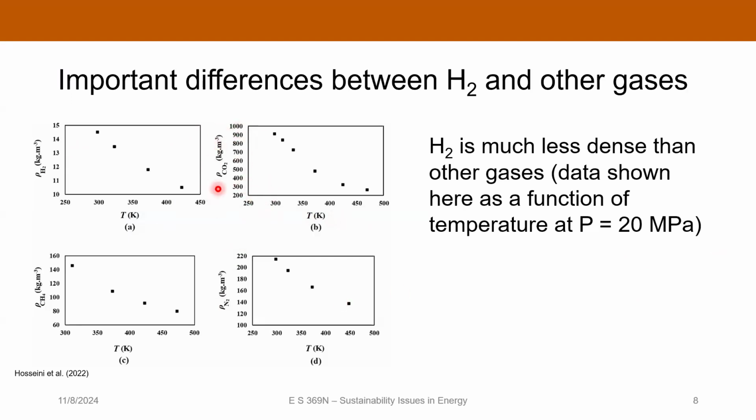So for CO2, the density is hundreds of kilograms per cubic meter. Methane is on the order of 100 kilograms per cubic meter. Hydrogen is much, much lower. It's between 10 and 15 kilograms per cubic meter. So it's much, much less dense than other gases.